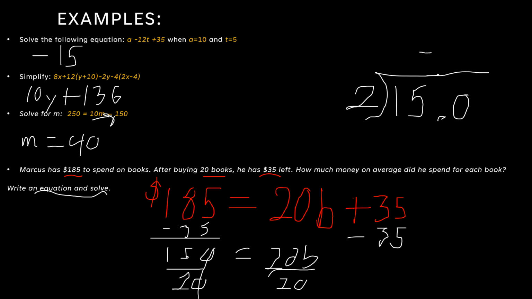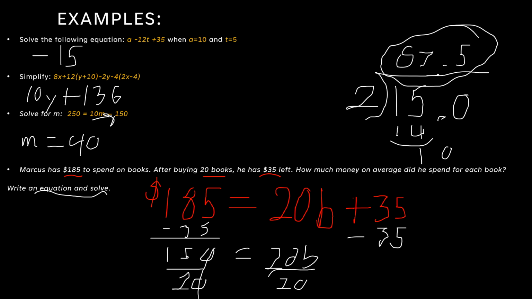Now, 2 goes into 15 7 times, leaving us with 1 left over. Bring up our decimal, and 2 goes into 10 5 times. And so that's 7.5 or $7.50 that was spent on each book. And so our answer then is $7.50 on average per book.